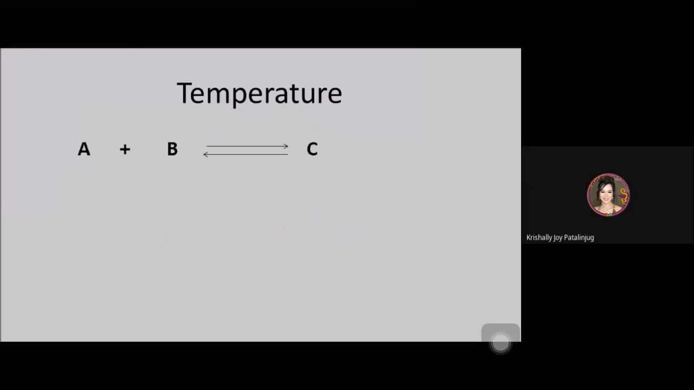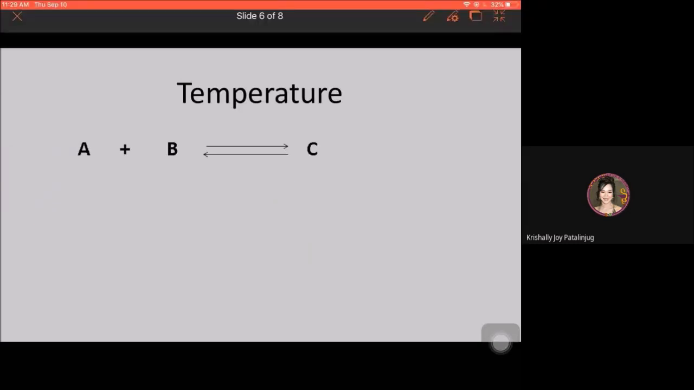Temperature. To see how this factor affects the system at equilibrium, we first have to determine whether the reaction at chemical equilibrium is an exothermic or an endothermic type of reaction. So we need to identify that first, because temperature is involved. To know whether temperature affects the system at equilibrium, we must first determine whether the reaction is exothermic or endothermic.